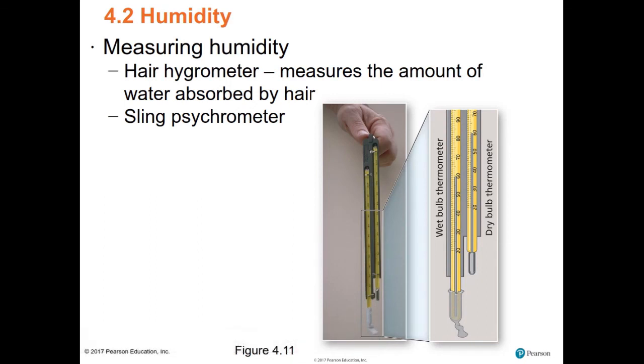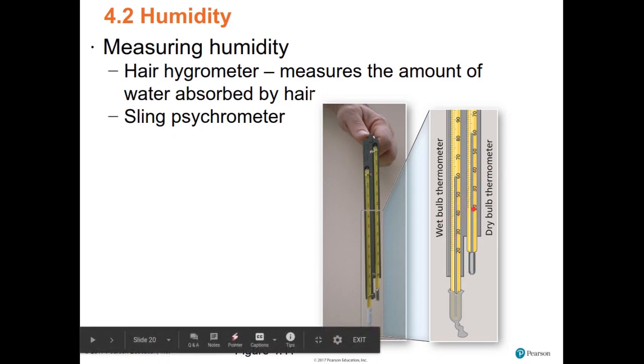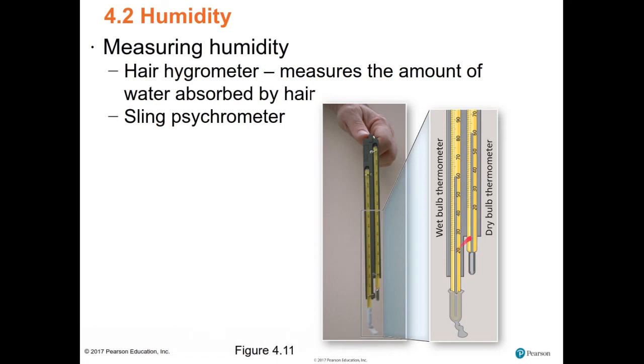So the drier it is, the more water evaporates, the bigger the difference between the two thermometers. If there's a really big difference, it means that there was a lot of evaporation. That means that the relative humidity was very low. There was still lots of energy available to evaporate water. If they are the same temperature, that means that there was no cooling. The reason there was no cooling is because there was no evaporation. The reason there was no evaporation is because there wasn't any energy to evaporate water. So the relative humidity would be very, very high. In fact, if the relative humidity was 100%, there'd be no difference between the temperature of the wet bulb and the dry bulb thermometer.